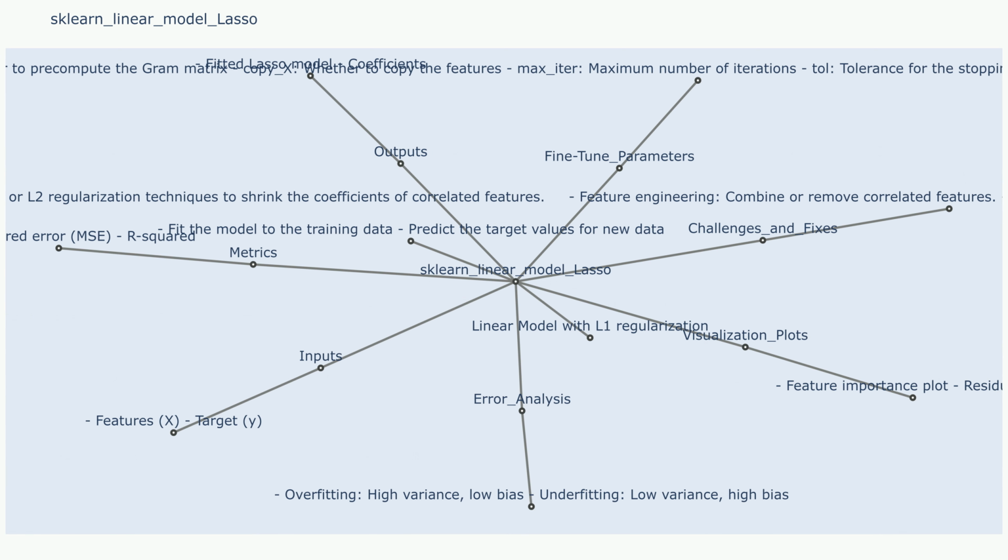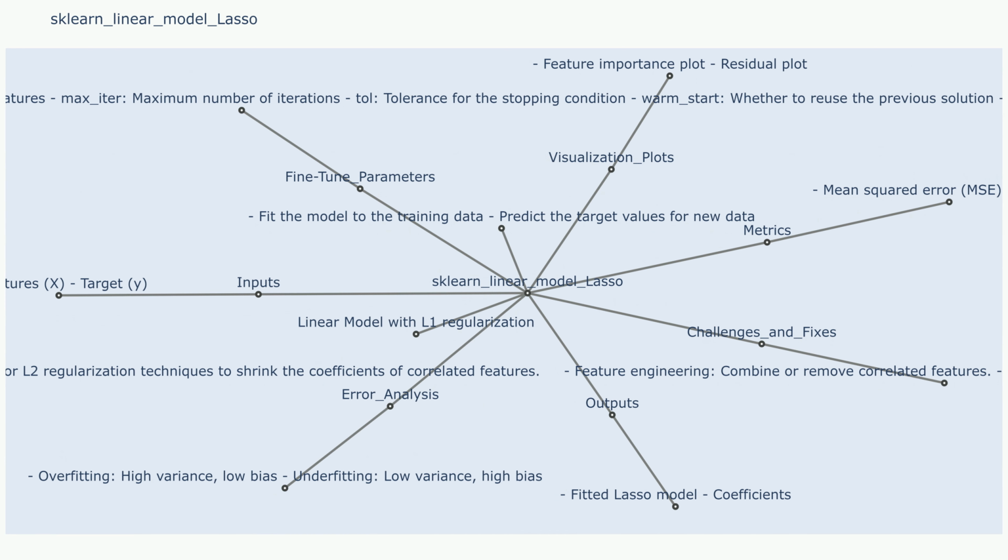Uncertainty methods: confidence intervals calculated for the regression coefficients to estimate the uncertainty in their values. Bootstrapping: a method for estimating the uncertainty in model predictions by repeatedly sampling the training data with replacement and fitting the model to each sample.